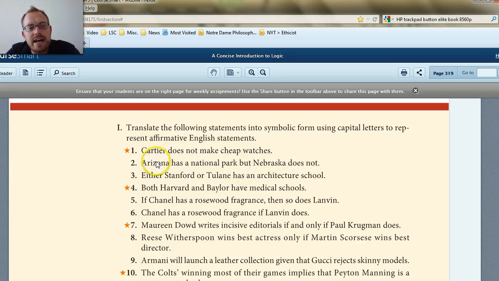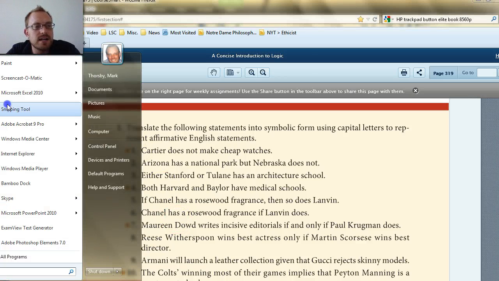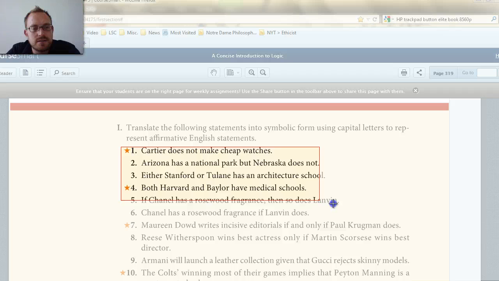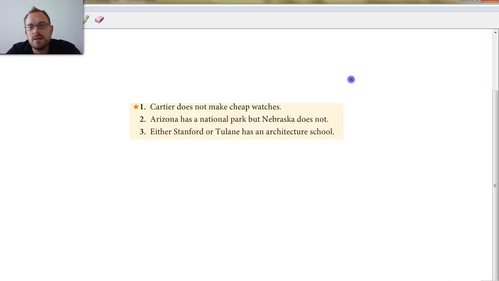And you're going to find that as you go through these, they get harder and harder. In fact, let's just do a couple of them for you. Okay, so we said this first one, we can just translate this by saying not C. Very simple. This is actually just a simple statement. It's not a compound statement.